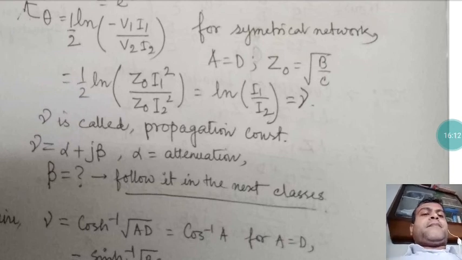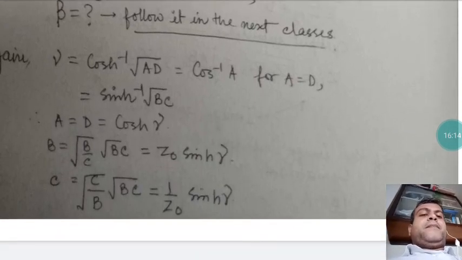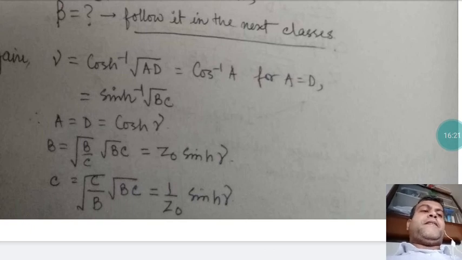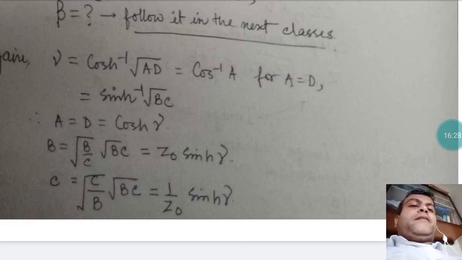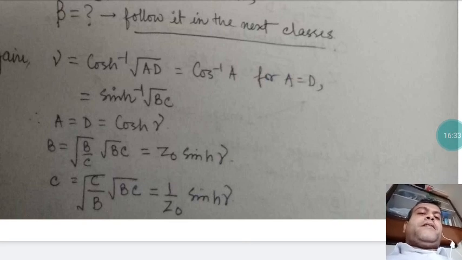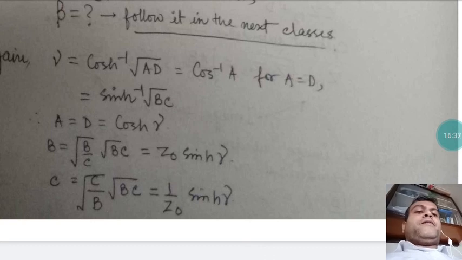Finally that gamma can be replaced by root over AD, since it is symmetrical. If you want to make a filter, it must be a symmetrical network, otherwise you cannot make it. For the symmetrical network, you just put A equals D, and you will get A equals D equals cosh gamma, with B and C evaluated. So by evaluating Z0 and gamma, if they are known to you, you can easily calculate the ABCD parameters of any given two-port network.